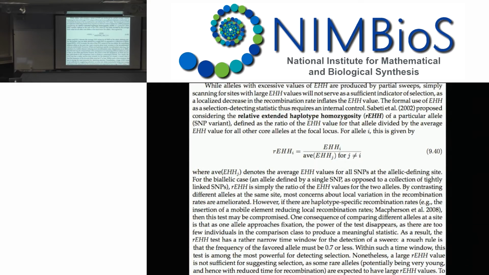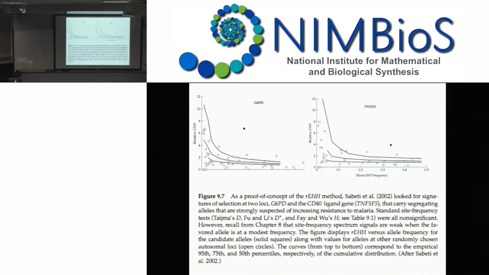So these tests are exquisitely powerful for catching ongoing selection. Once the allele frequency gets to be about 0.7 or more, the power goes way down. So these are great tests for capturing stuff that's undergoing selection.